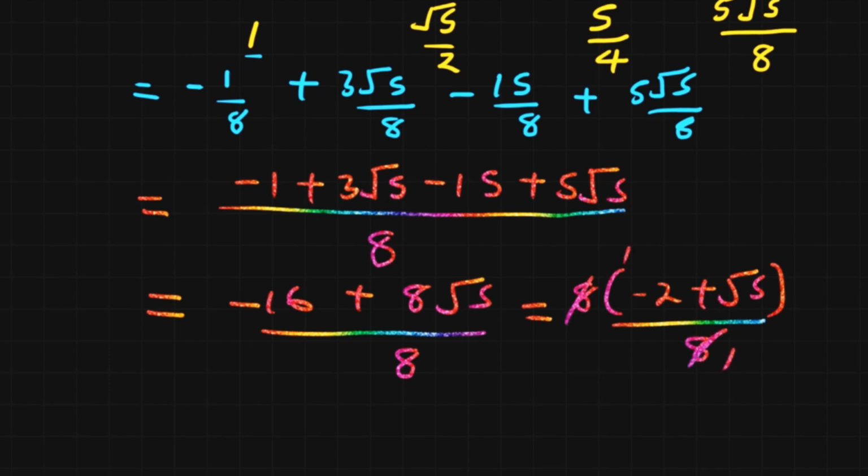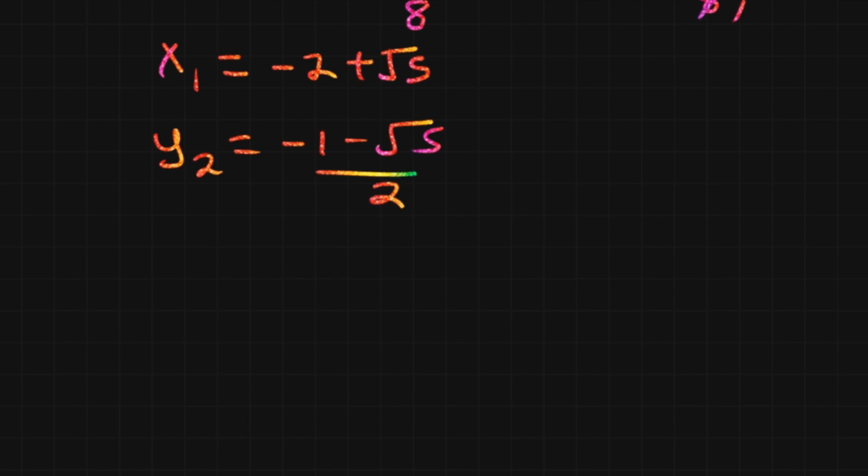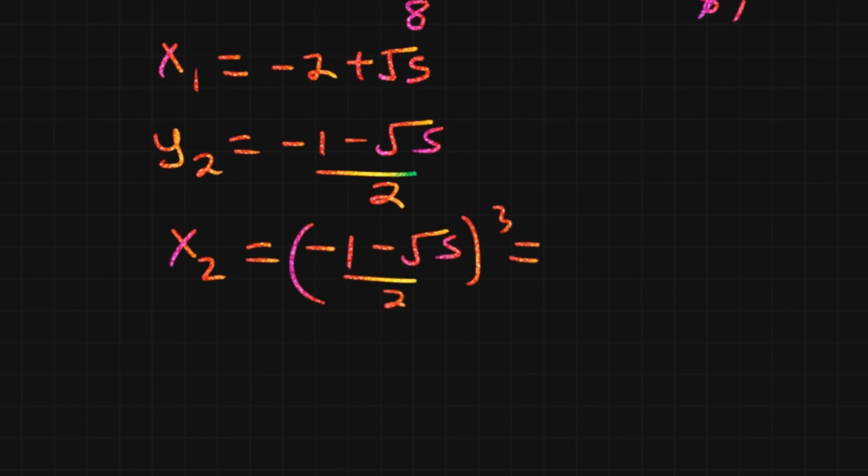So 8 here once, 8 here once, will mean that x1 is equal to minus 2 plus the root of 5. So we can also use y2 to obtain the other value of x. Remember, y2 was given by minus 1 minus root 5 over 2. So it means x2 will be minus 1 minus root 5 over 2 cubed. Again, we go ahead and write this as a binomial so that we have minus 1 over 2 minus root 5 over 2. And all of this is cubed.